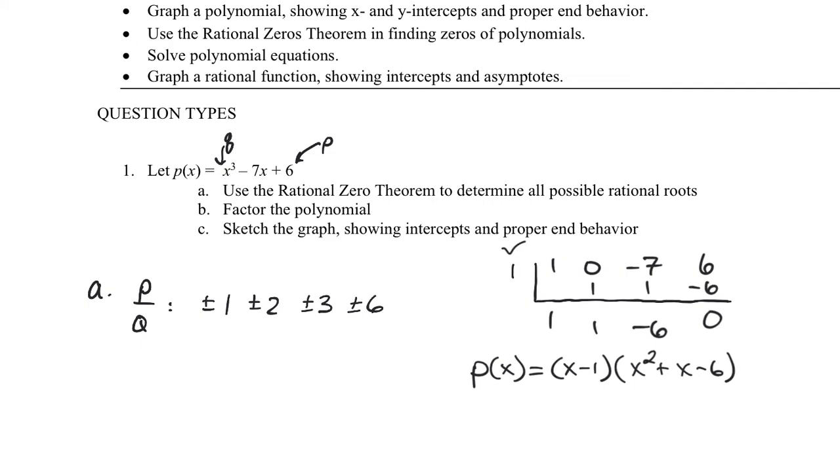No. How do we know that's not fully factored? Because part B is to factor the polynomial. If this is what you write for part B, factor the polynomial, you'd get it marked wrong. It's not fully factored. Why not? You still have to factor the x squared. We still have to factor this.